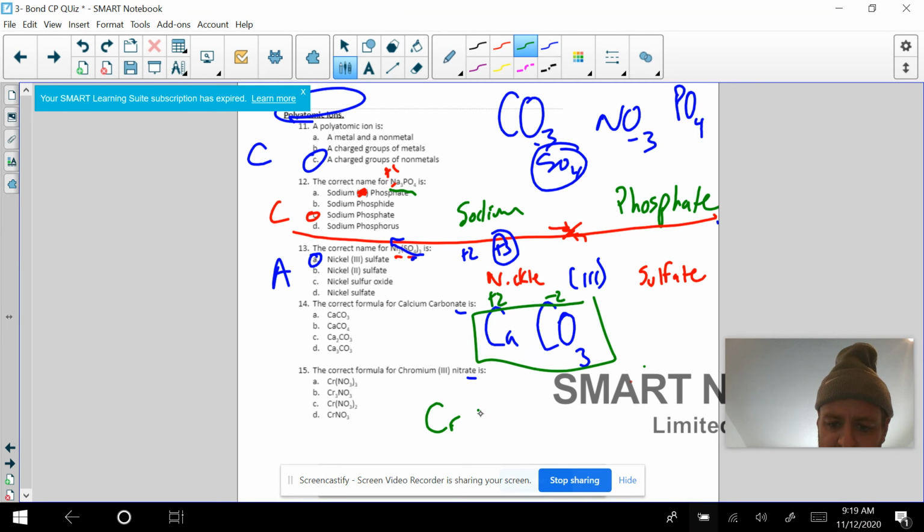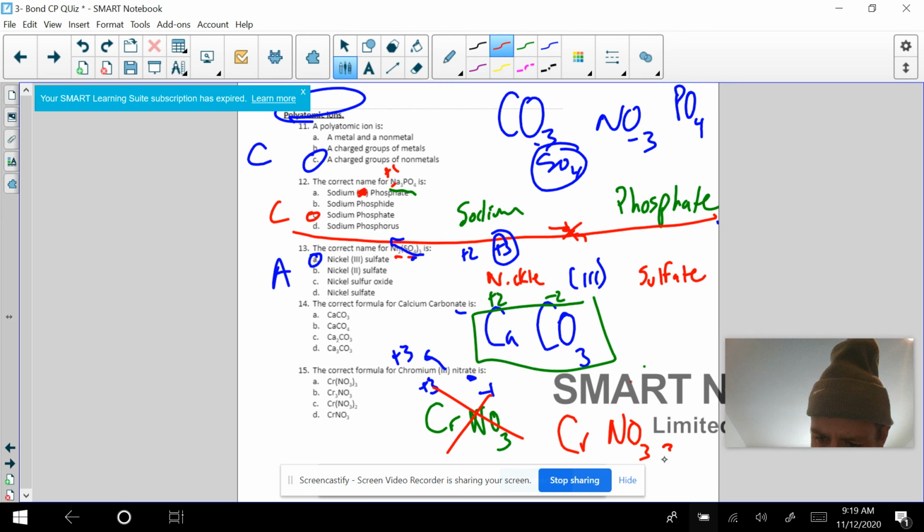Chromium and nitrate. Nitrate, not nitride, nitrate. The 3 tells me that it's plus 3. Okay, and nitrate is minus 1. Now this is where it gets tricky. Crisscross, because they're not equal. CrNO3. And then the only thing is this, and this is pretty new: we need this 3 to apply to this whole package. So we need parentheses. So the answer then is A. And calcium carbonate was A up here too.